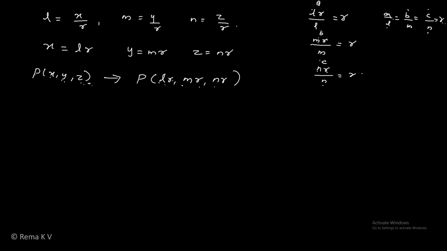See, direction ratios are some numbers which are proportional to the direction cosines. And from this you can write a relation between the direction ratios and direction cosines. See here, L is equal to A by r. So you can write L is equal to A by r, M is equal to B by r and N is equal to C by r, where r is root of x square plus y square plus z square.